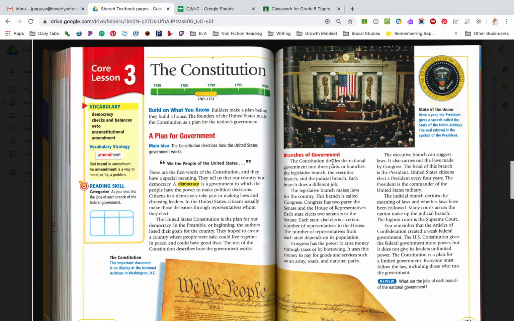It says the Constitution divides the national government into three parts or branches: the legislative branch, the executive branch, and the judicial branch. And each branch does a different job. So we're going to look at these three branches.